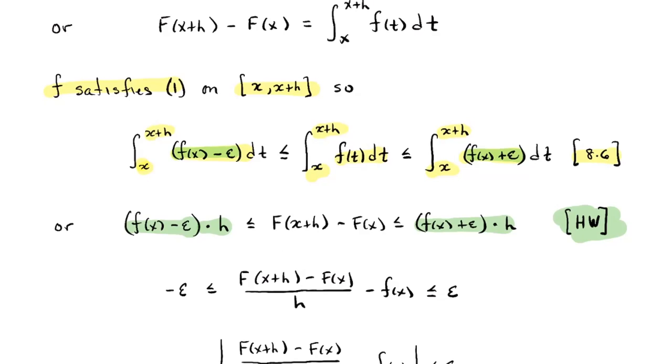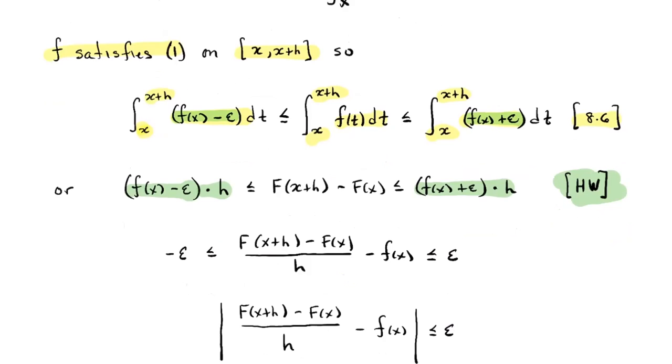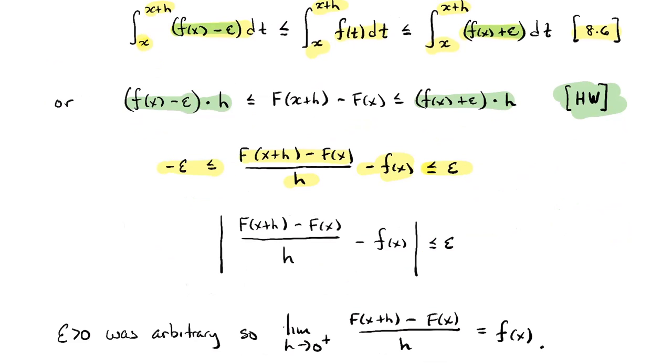Good. So now take that line, the line colored green, partially from your homework problem, and let's do the following. Let's divide everything by h. And then subtract f of x. You get the next line. So we'll get that this difference quotient, capital F of x plus h minus F of x over h, take away little f of x, is at least minus epsilon and no more than epsilon. Or if you rephrase that in terms of absolute values, you get that thing.